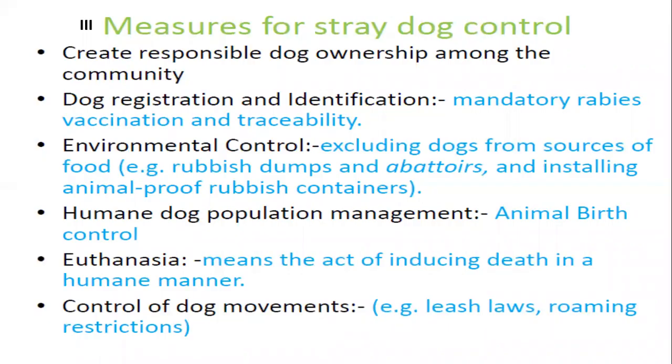For stray dog control, various measures are suggested: create responsible dog ownership among the community; dog registration and identification, which includes mandatory rabies vaccination and traceability; environmental control, which means excluding dogs from sources of food; and humane dog population management, which is animal birth control. Euthanasia also means the act of inducing death in a humane manner. Then there is control of dog movement: leash laws and roaming restrictions.